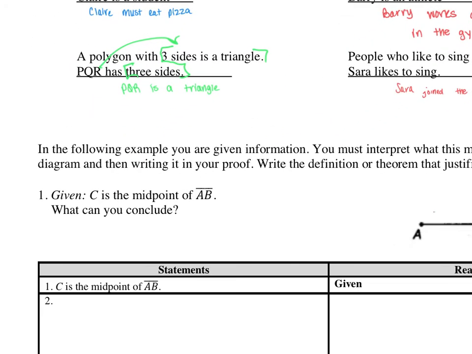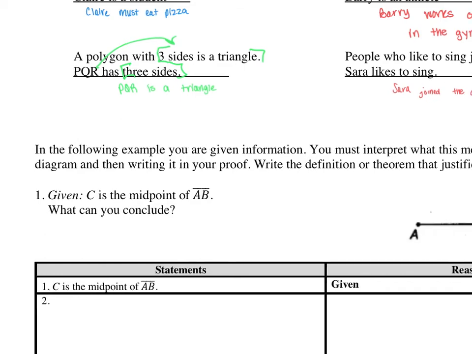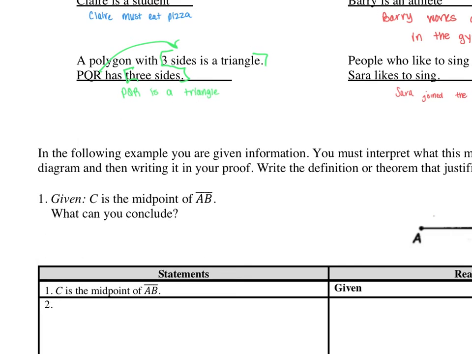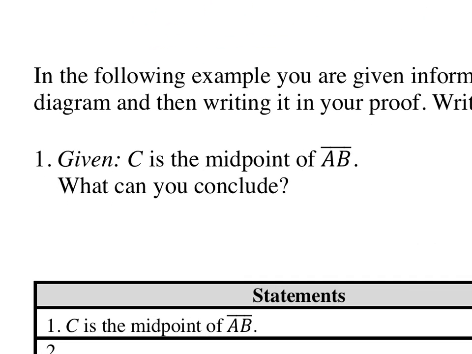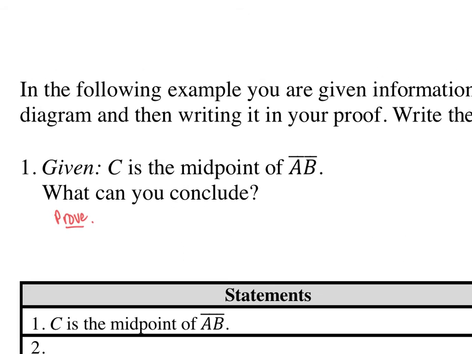Okay, so given C is the midpoint of AB. So, I can conclude a bunch of things right now. You're not only going to be given information when you do real proofs. Eventually, you're going to be given this: Prove. But we don't know what we're proving. We just want to see what conclusions we can make.